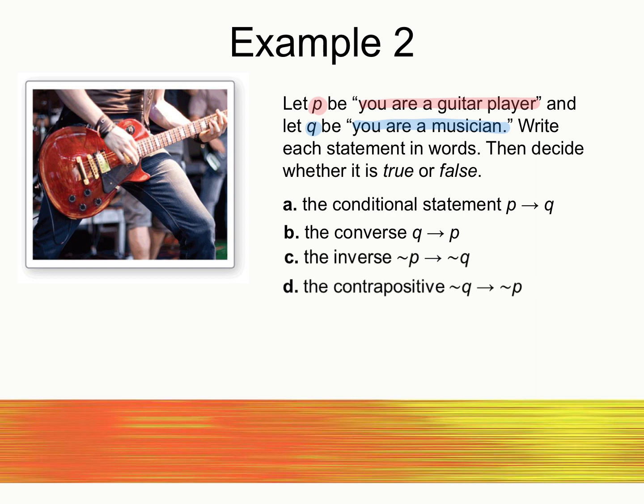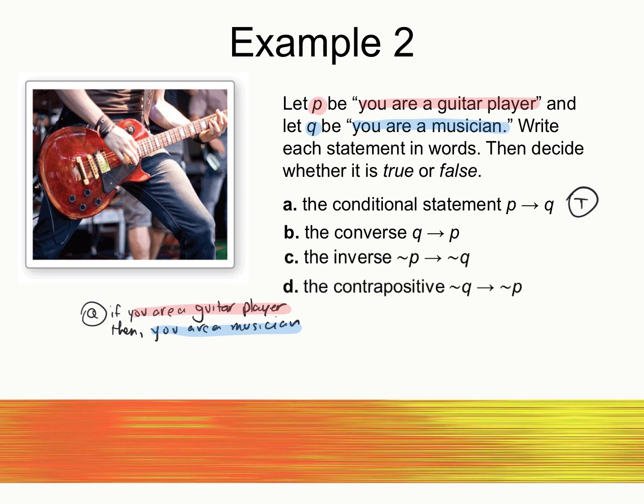So it says, write each statement in words, then decide whether it is true or false. So the first statement wants you to write the conditional statement, if P, then Q. So that's just expanding it out. If you are a guitar player, right, then you are a musician. And we have to decide if that's true or false. And that's true. If you're a guitar player, then you are a musician. So this one happens to be true. And again, you can kind of color code here's your hypothesis, and here is your conclusion.